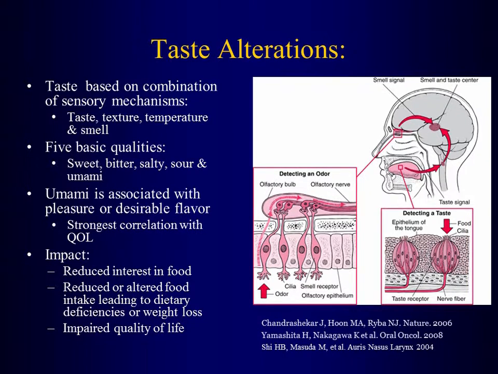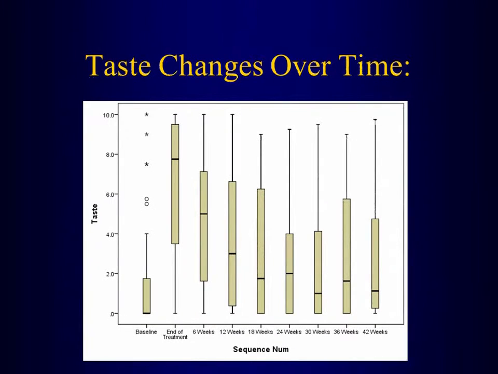They will alter their diet in a way that is maladaptive, right? It's a maladaptive change because they'll limit what they eat, and that leads to dietary deficiencies, and it can also lead to weight loss and, of course, impaired quality of life. One of the problems is we'll tell patients, oh, you'll have taste changes for a little while, but then it's going to get better. But the reality is that is actually not the case.